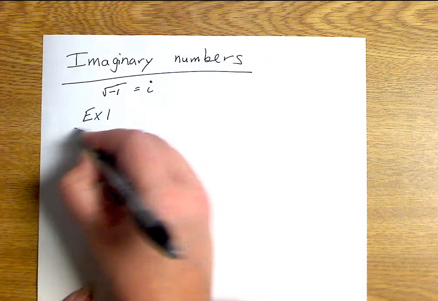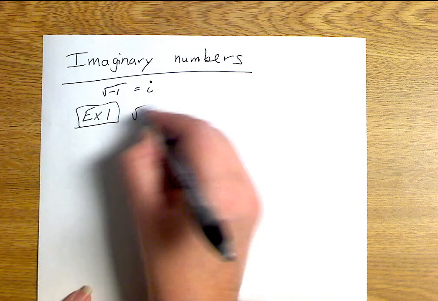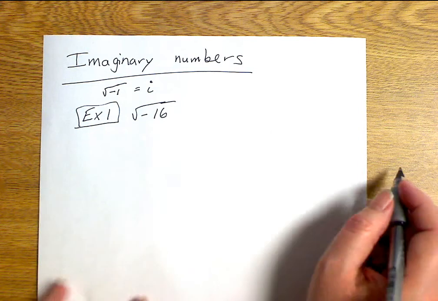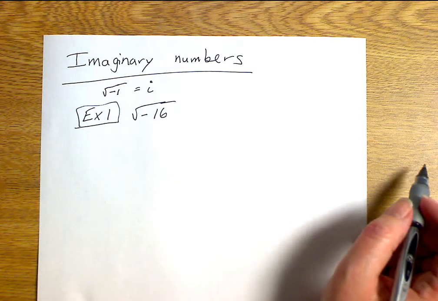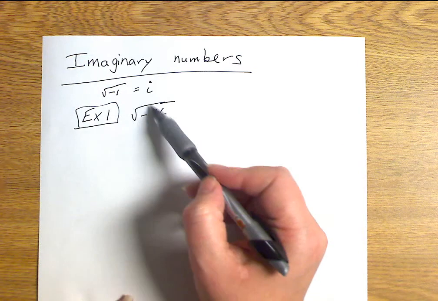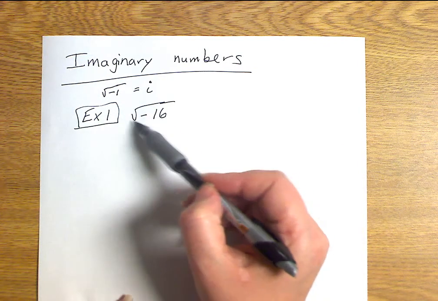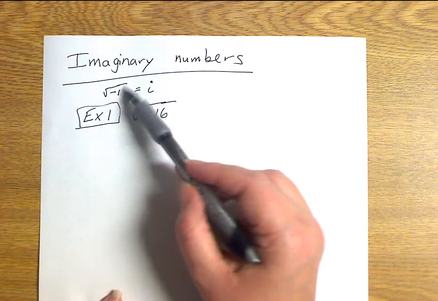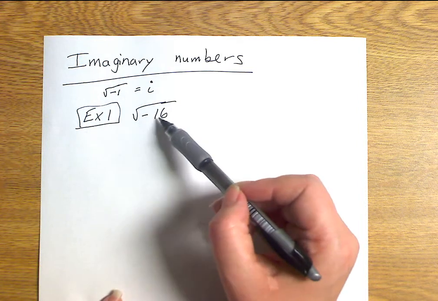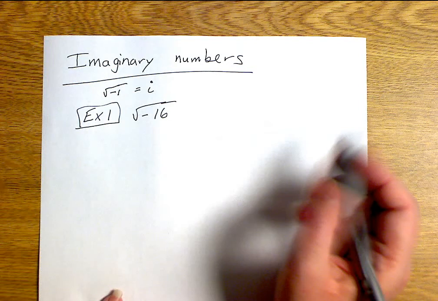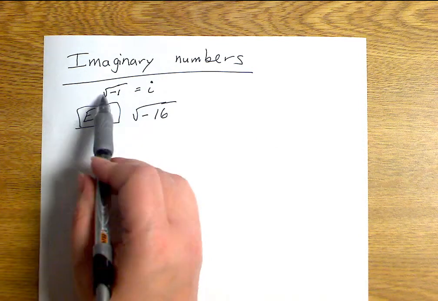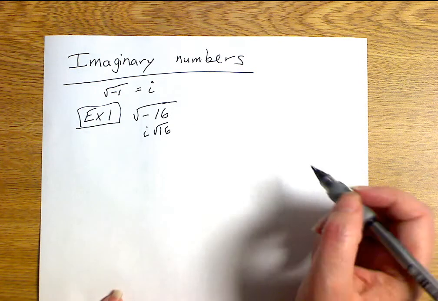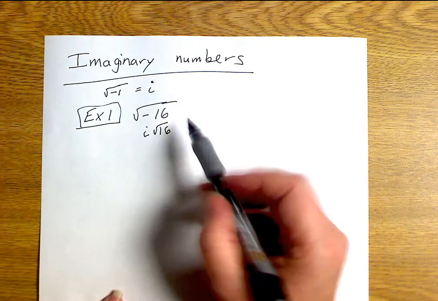So example 1: the square root of -16. The first thing you want to do is always think about the square root of a negative number. You can think of this as -1 times 16, but what is the square root of the negative? The square root of the negative is i. The negative just comes out to be an i.